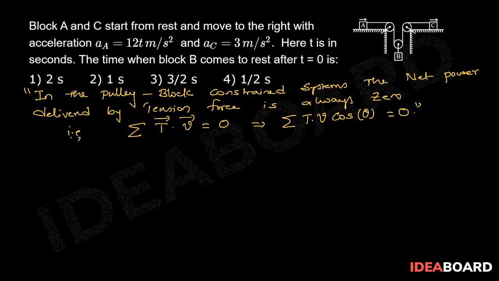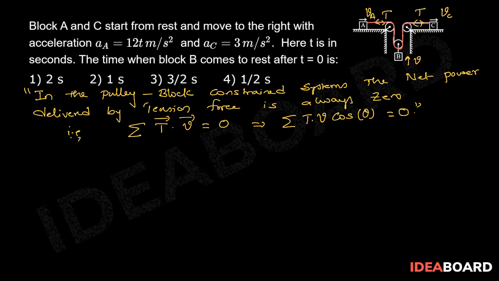Let us suppose the velocity of A is VA, the velocity of C is VC and the velocity of B is V. It is given that block A and block C are moving towards the right. Now let us suppose that block B is moving vertically upwards. Applying this statement, the tension in this string is capital T. Since the string connecting A to C is a single string, the tension at every point on it will be T.